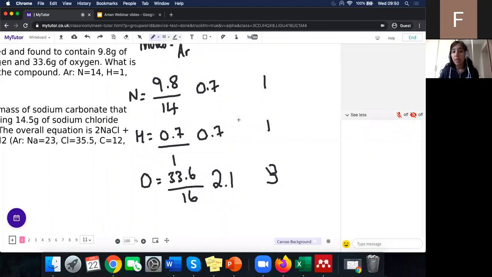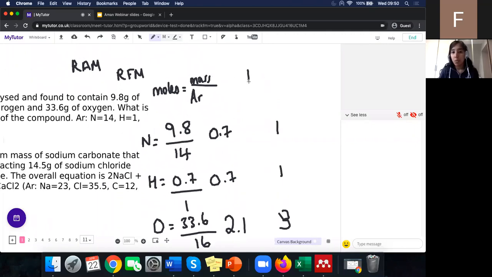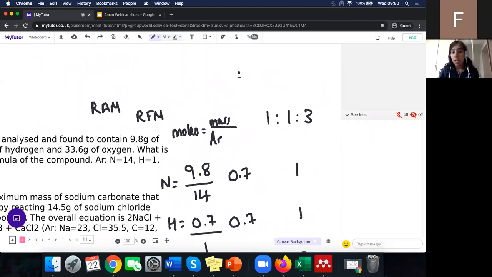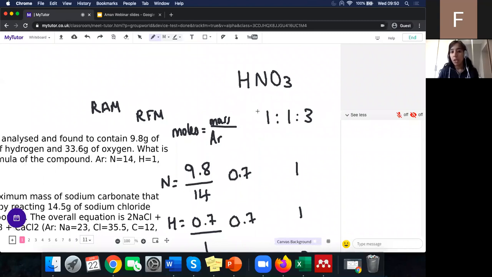So that means the simplest ratio of these elements is 1 to 1 to 3, and therefore the empirical formula is HNO3. So it's nitric acid, HNO3.